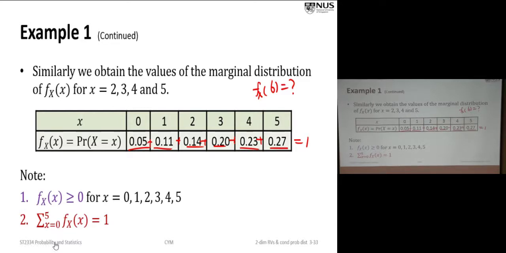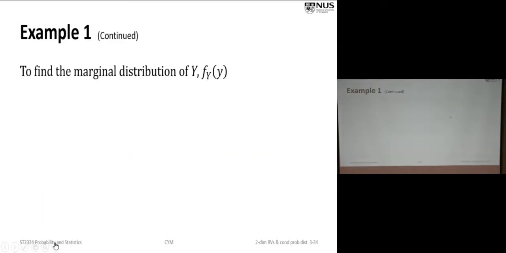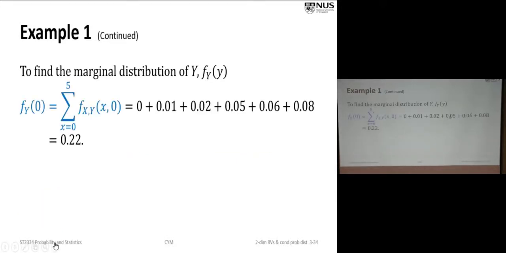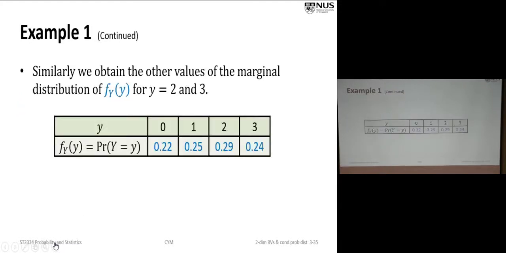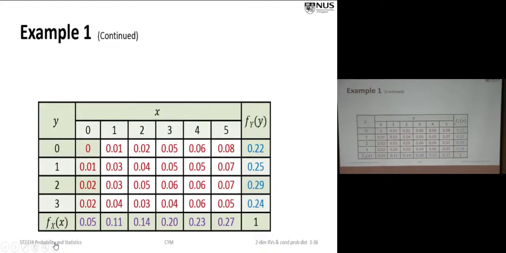So the marginal distribution, again, is a distribution. And in fact, the marginal distribution should not involve any y anymore. Okay, this is how you get the margin of y. So this is the final table that shows the joint distribution as well as the marginals.